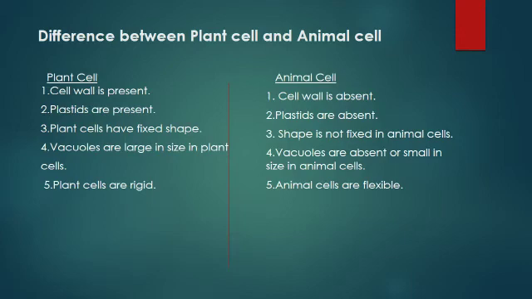And plant cells are rigid. Why they are rigid? Because of cell wall again. And animal cells, they are flexible because cell wall is not present. Now you can differentiate between plant cell and animal cell, and you can also draw diagrams of plant cell and animal cell. Now we have completed chapter number 1.